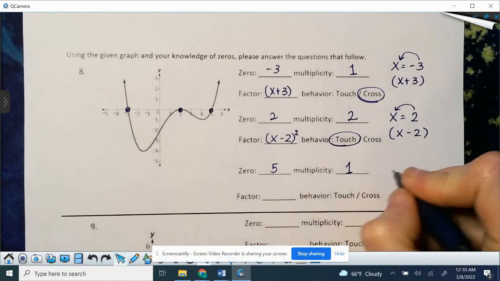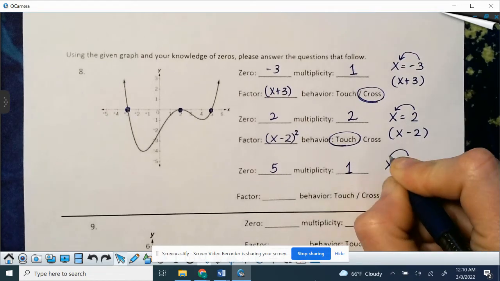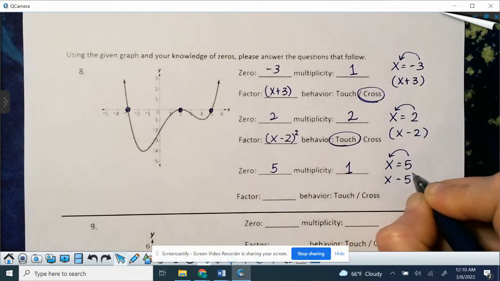And we have a positive 5, so x equals 5. Move it back over here. X minus 5 is going to be our factor.